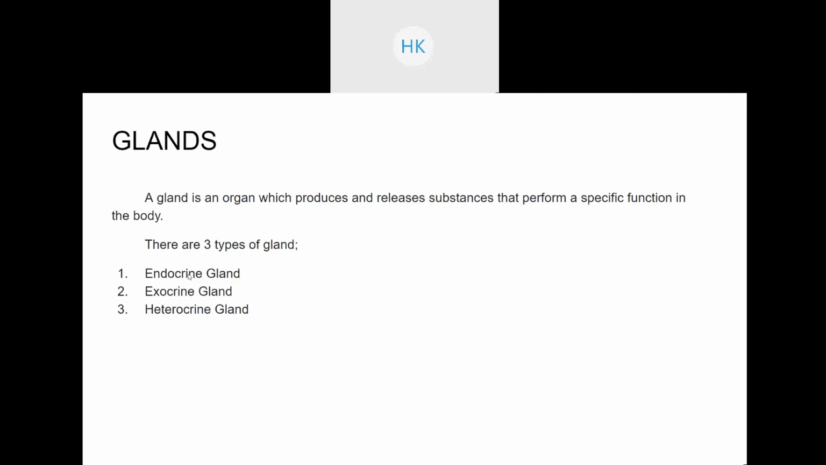There are three types of something called androgen gland. Which one? This one, endocrine. No, we will discuss this individually. Okay, this is endocrine, exocrine, heterocrine. These are the three types of gland.